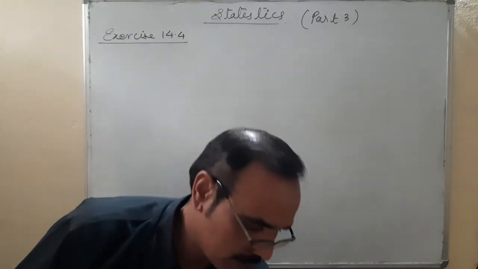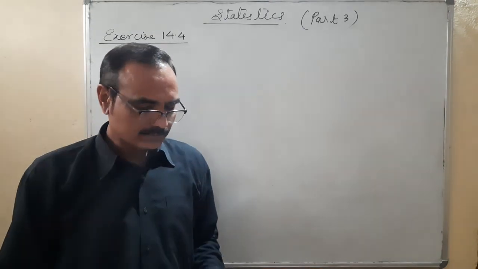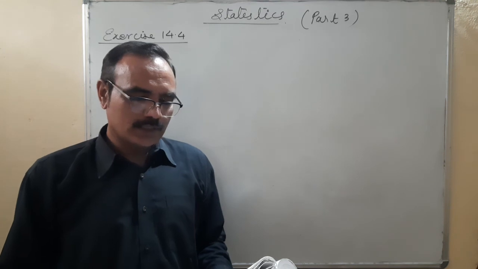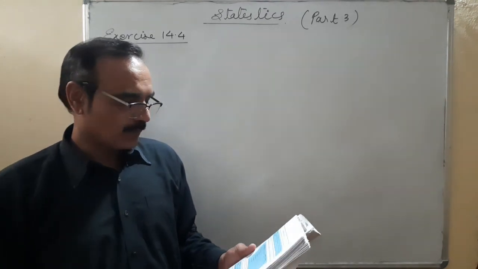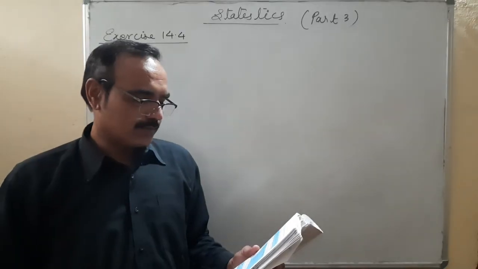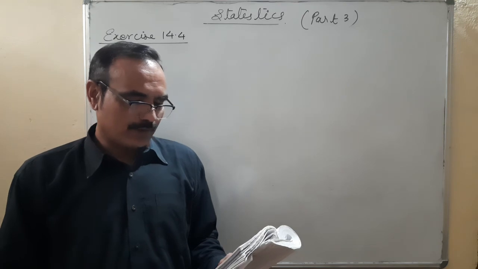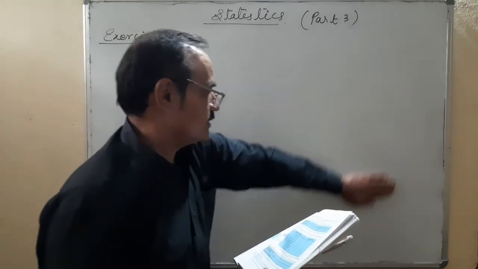After that, question number 2. During the medical checkup of 35 students of a class, their weights were recorded as follows: less than 38, less than 40, and so on. Draw the less than type ogive for the given data, hence obtain the median weight from the graph and verify the result by using the formula. Okay, see, this is question number 2.